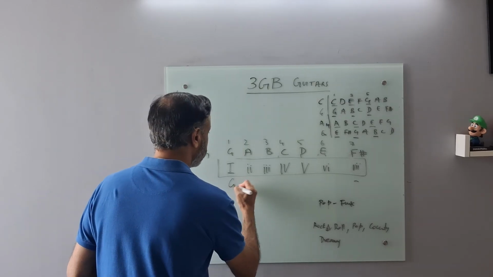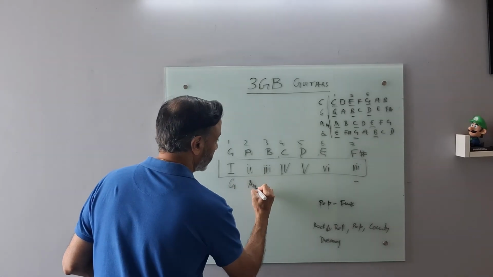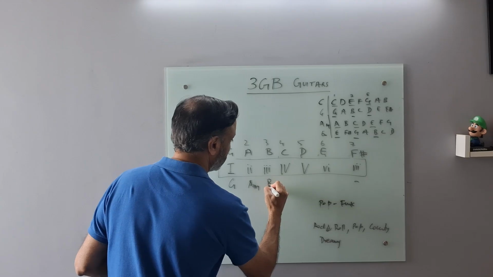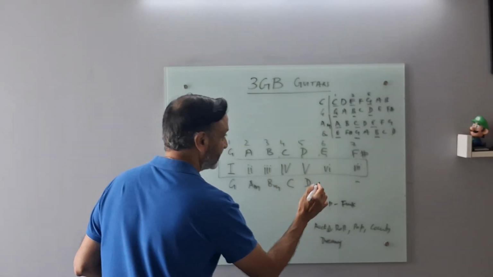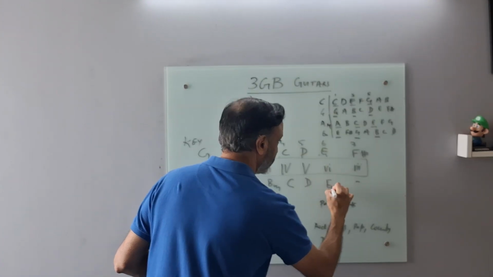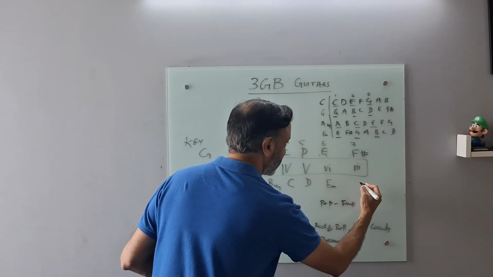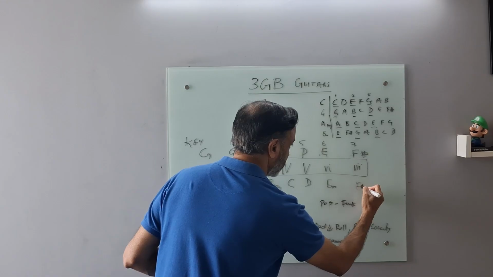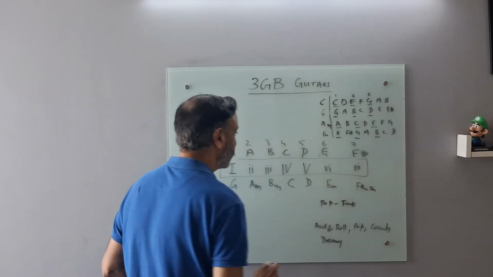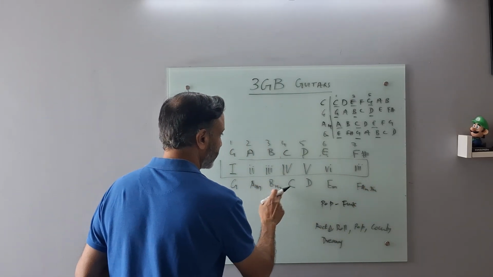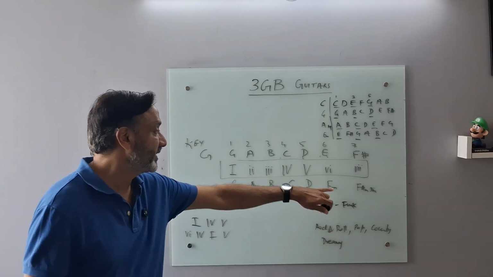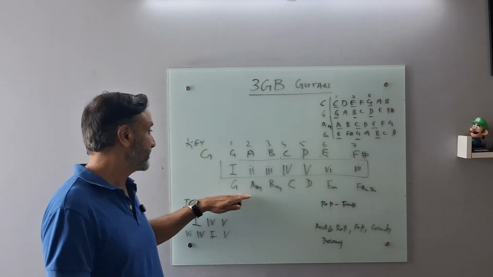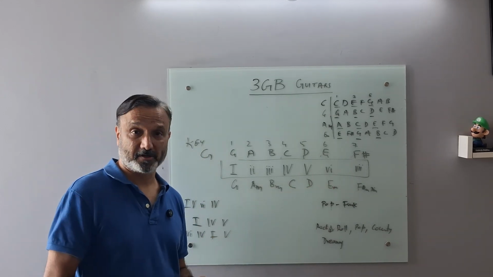Simple, right? G, small Roman, so A minor, small Roman, B minor, C in capitals, D in capitals, so major, E in small, so E minor, and we'll leave this one as diminished. All right, so these are your main chords: G, A minor, B minor, C, D, E minor. If you're playing any song in the key of G, most of these chords will sound really nice.